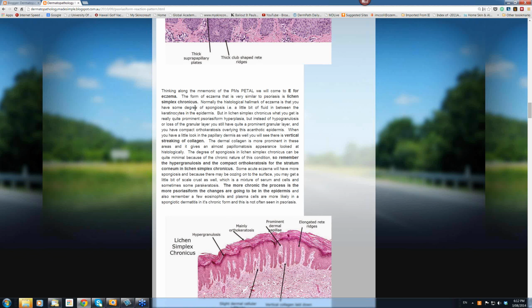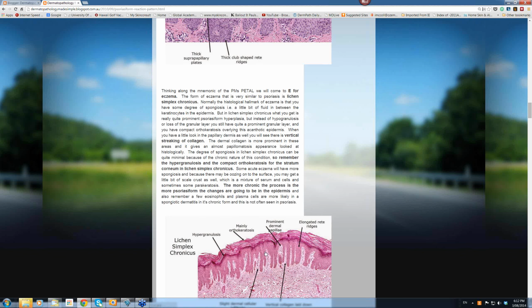The epidermis thickens up because of all that rubbing, and they often have quite a prominent stratum corneum as well. But that stratum corneum is mainly orthokeratosis. There isn't the hyperproliferation that you get in psoriasis, so it's mainly orthokeratosis that you see. But it can be thickened orthokeratosis.